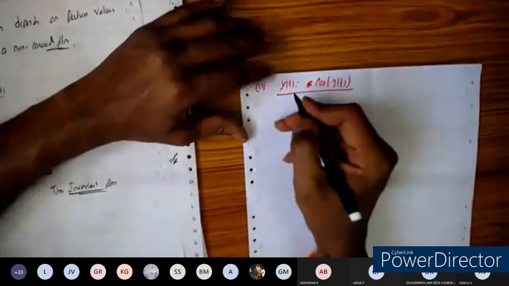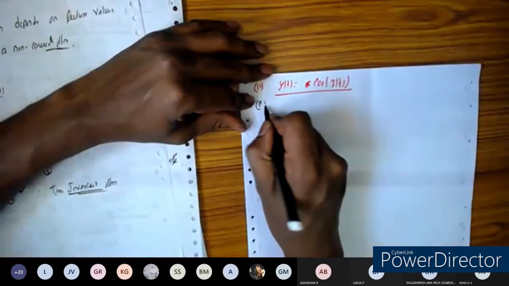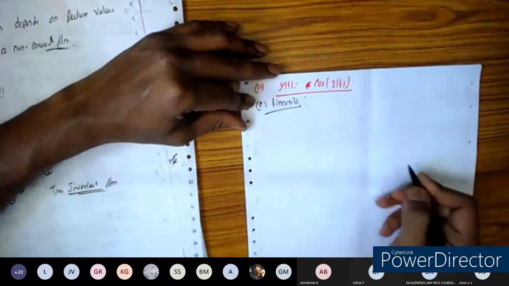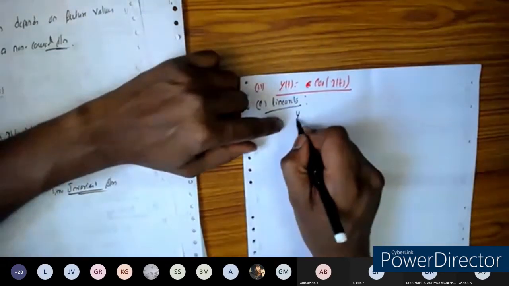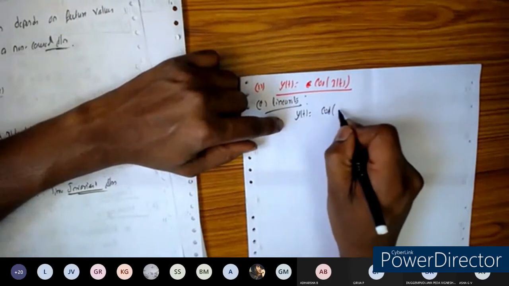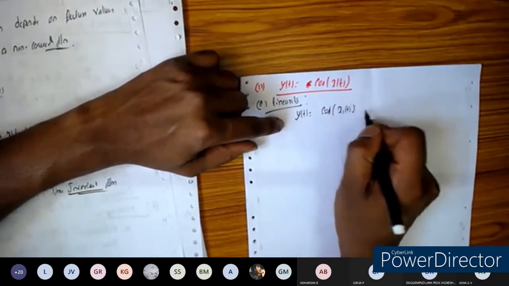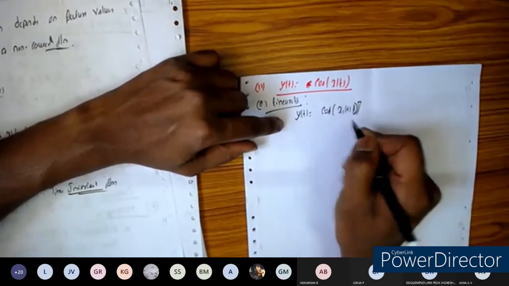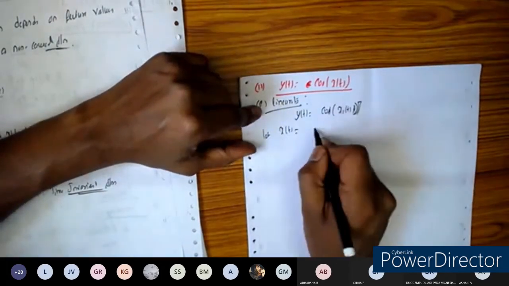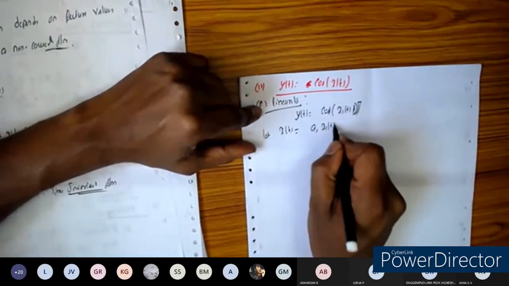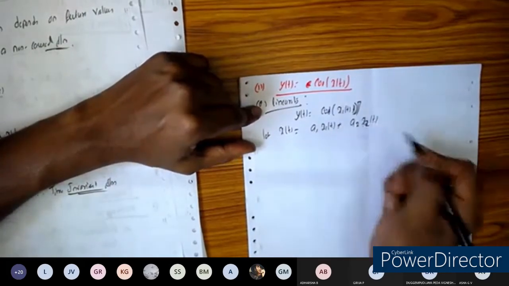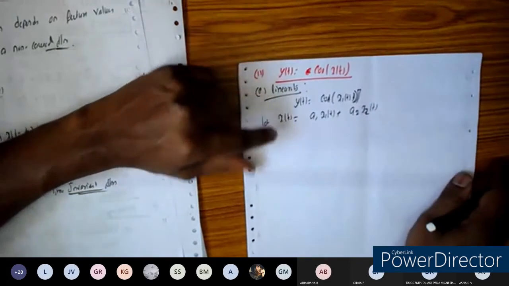Done. Okay, so let us verify. The first one is called the linearity property. For linearity, we are going to replace x of t by x1 of t plus x2 of t. So let x of t be a1 into x1 of t plus a2 into x2 of t.